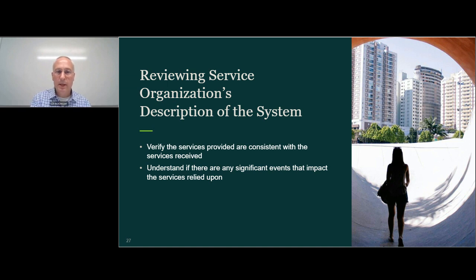And we'll get into some other sections like the complementary user entity controls, things that I actually then need to see if I'm doing myself, that will give me confidence in the reporting, that I'm actually doing my obligations to the report as well.